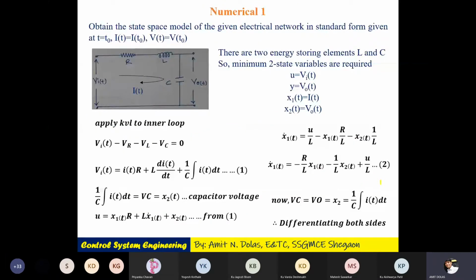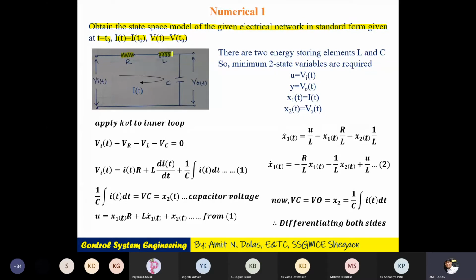Okay, so the first numerical is: obtain the state space model of the given electrical network in standard form, given that at t is equal to t0, i of t is equal to i of t0, v of t is nothing but v of t0. That is nothing but current and voltages.